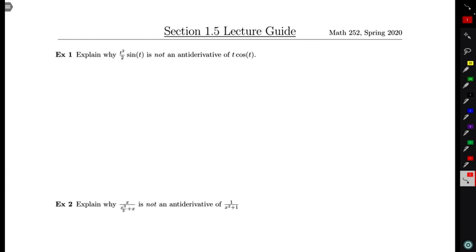All right, welcome everybody to section 1.5. In section 1.5, we'll be talking about the integration technique of substitution.